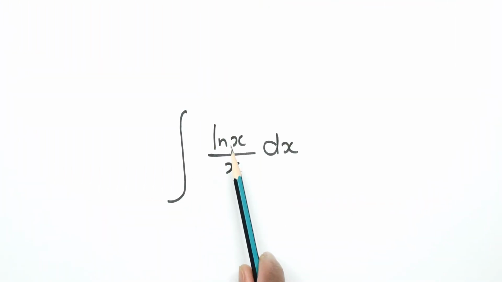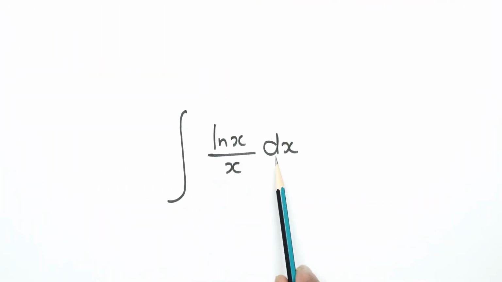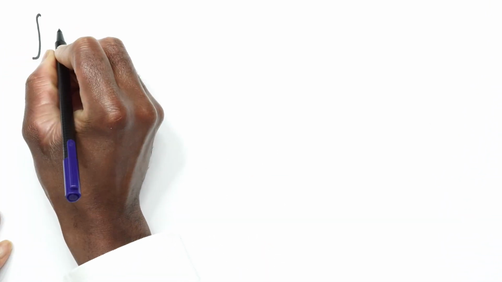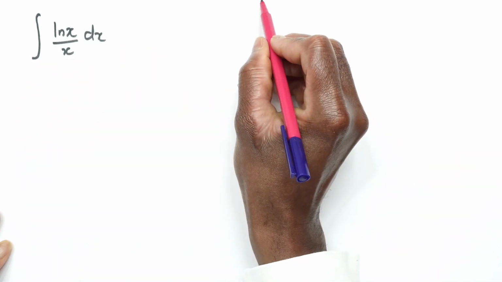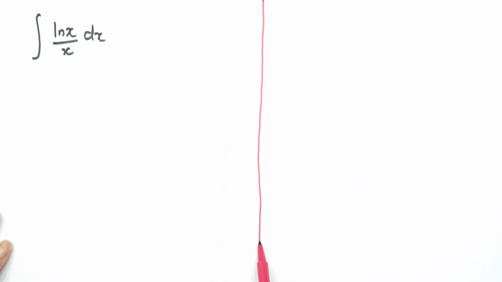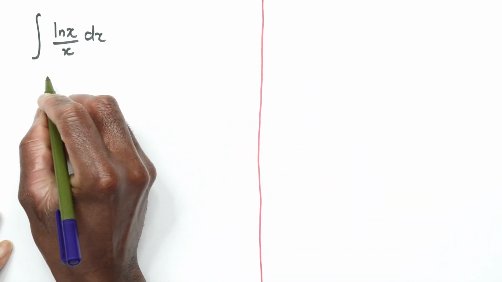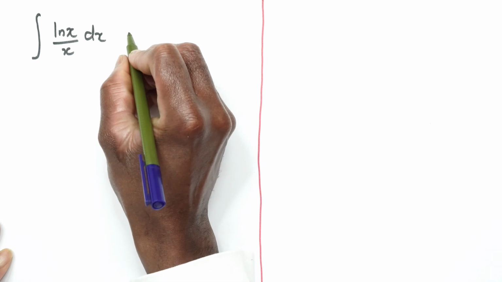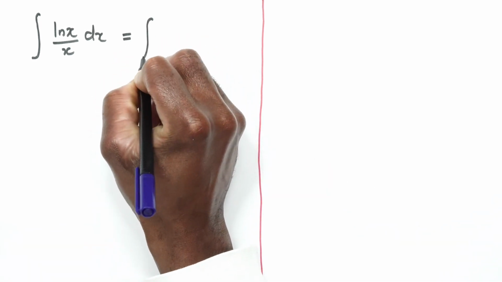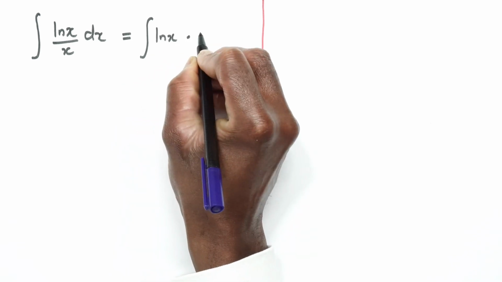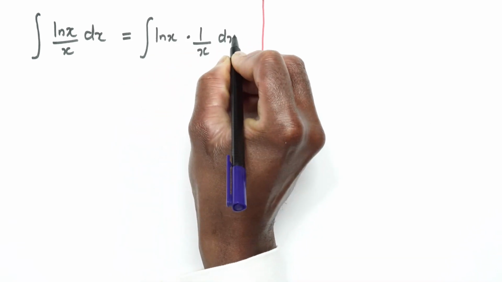Integration of ln x over x dx. There are two ways of integrating this. For the first method, I'm going to use integration by parts, which means this can be written as the integral of ln x times 1 over x dx.